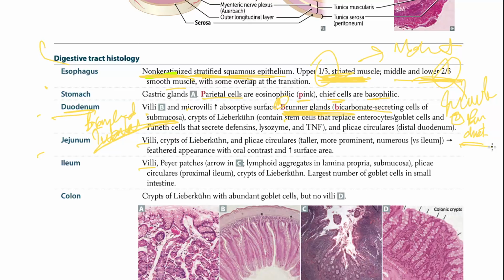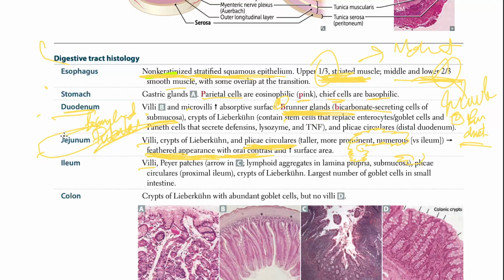All right, coming to jejunum. For the jejunum, all you're going to look at is the plica circularis. They're taller, more prominent, and numerous, versus the ileum, which leads to a feathered appearance with oral contrast and increased surface area. So these plica circularis are going to give you this feathery appearance with the oral contrast. So you have a feathery appearance of the jejunum, like this. Due to the plica circularis, you will not see it anywhere else, because they are taller, more prominent, and more numerous only in the jejunum.